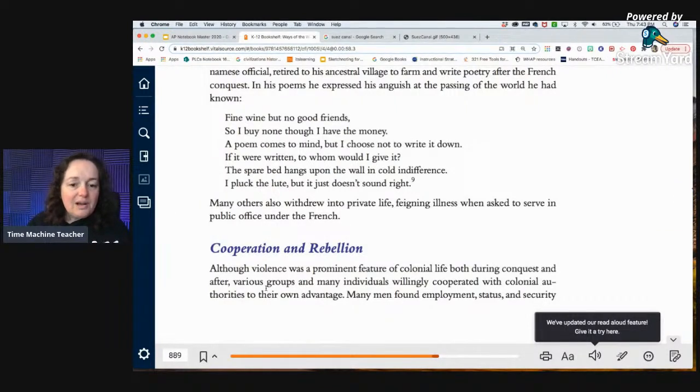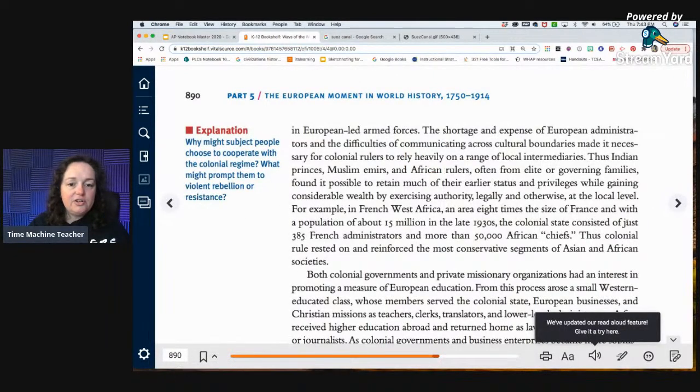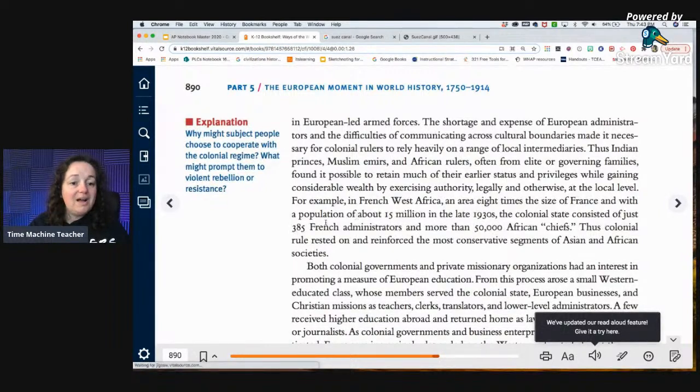Although violence was a prominent feature of colonial life, both during conquest and after, various groups and many individuals willingly cooperated with colonial authorities to their own advantage. Many men found employment, status, and security in European-led armed forces. So why would they cooperate? Because they found employment, status, and security.